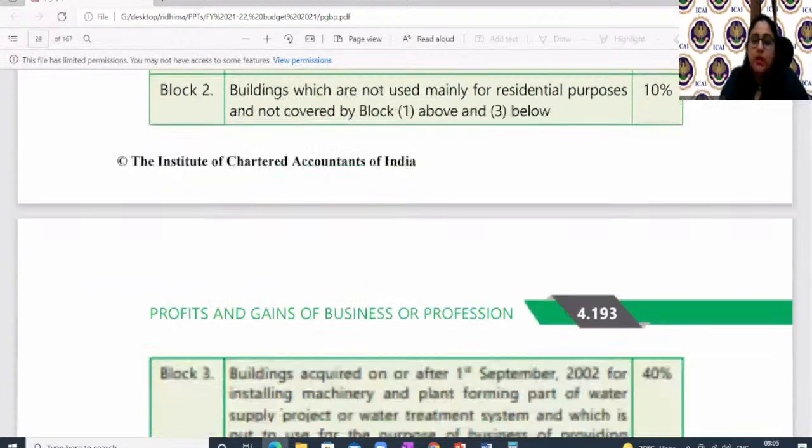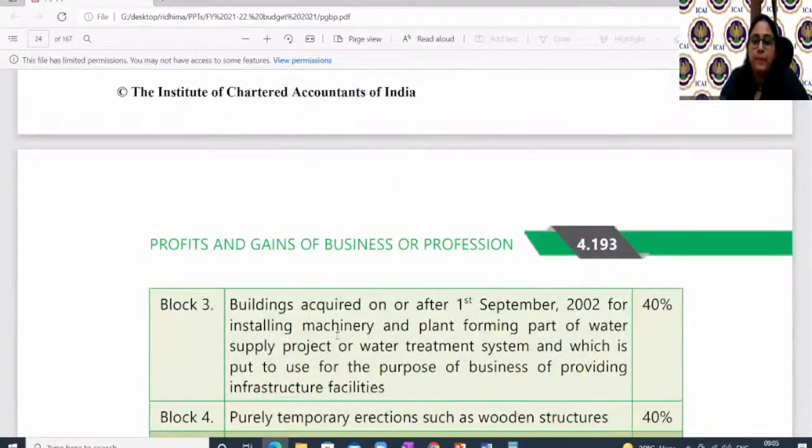Other than that, another block is for buildings acquired on or after 1st September 2002 for installing machinery and plant forming part of a water supply project or water treatment system, put to use for the business of providing infrastructure facility. Simple. Don't remember this much, the water system plant is not important. Purely temporary erections such as wooden structures, 40%. Temporary structures are generally made by yourself. Temporary structures in a building are eligible at 40%.